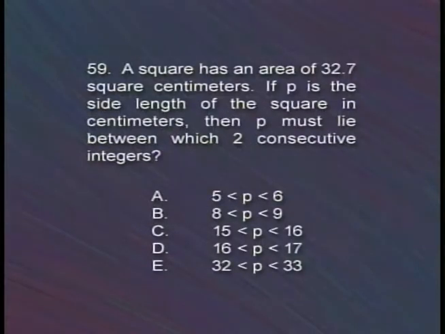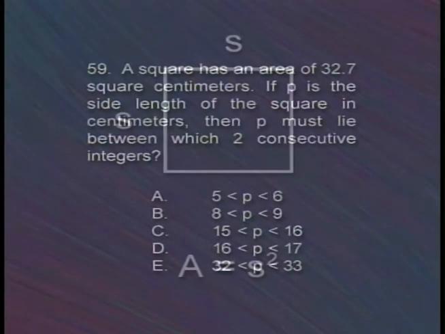Problem 59. A square has an area of 32.7 square centimeters. If P is the side length of the square in centimeters, then P must lie between which two consecutive integers?